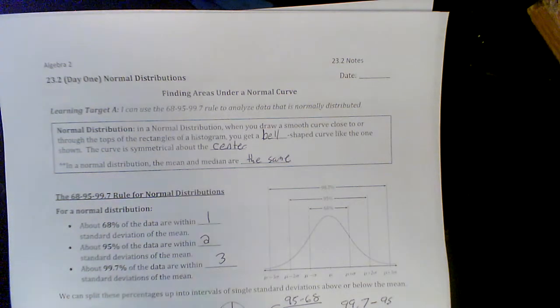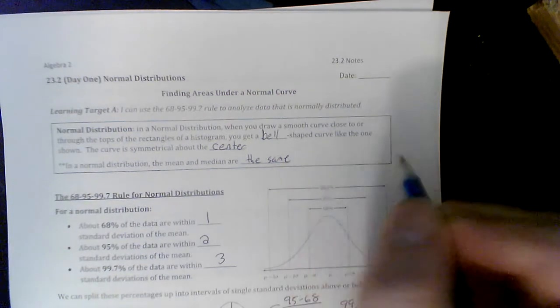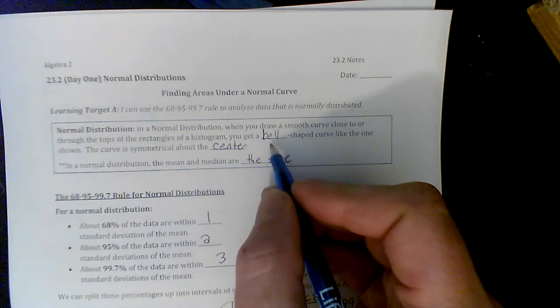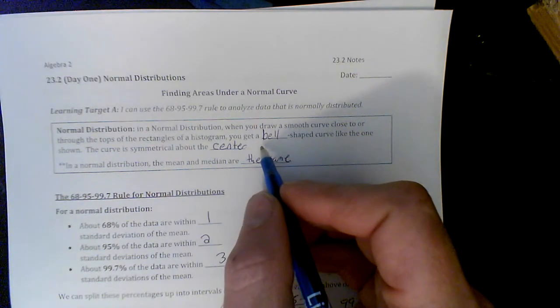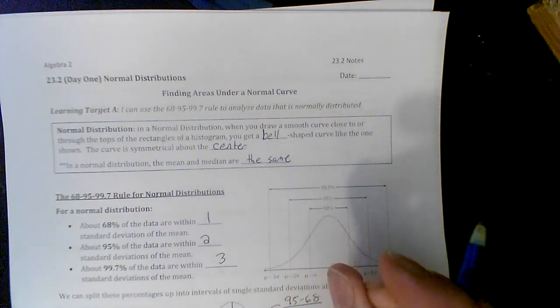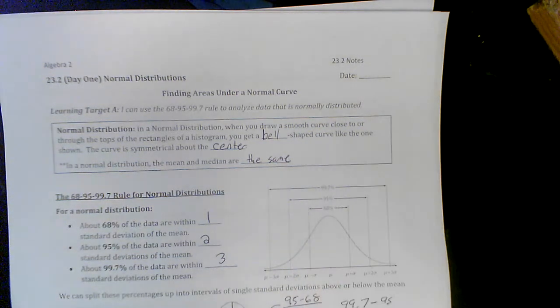And here we go. Normal distribution. It's when you draw a smooth curve around your data and it has the shape of a bell. The curve is symmetrical. You could fold it in on the center. And if it's a normal distribution, the mean and median are the same.